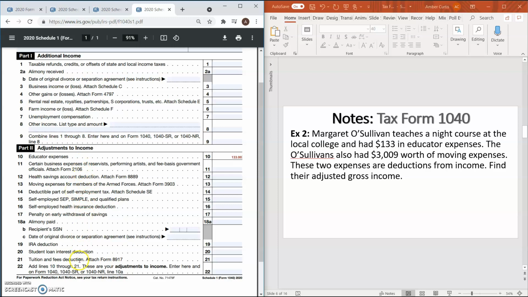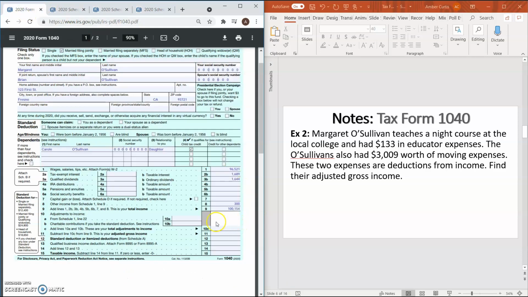So total of $3,009 in moving expenses. Now, if we combine these together, 133 and 3009, that is a total of $3,142. And that is the number we're going to transfer over here, $3,142. And we're going to put that number here as the total adjustments on 10C.